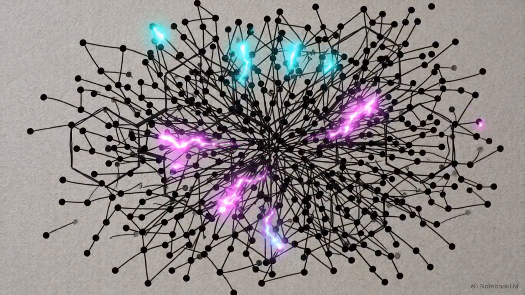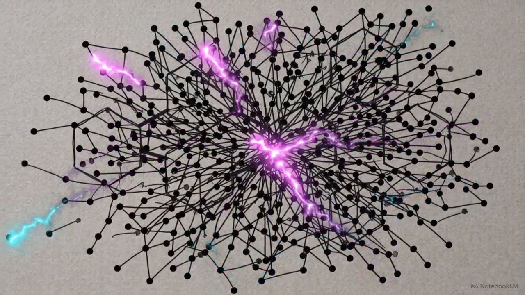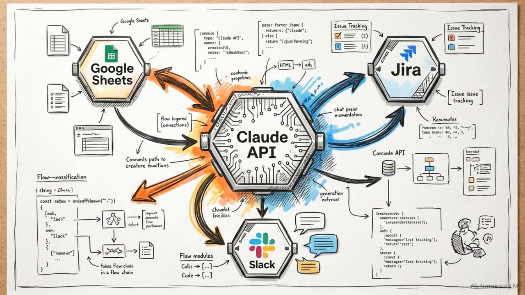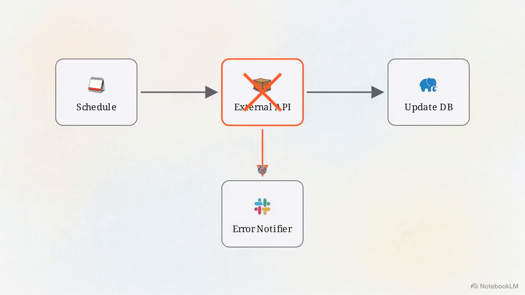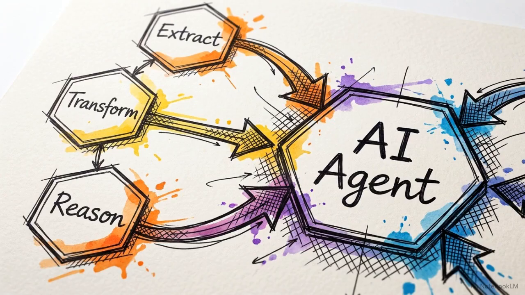You can swap a basic API for a large language model, using this same framework to orchestrate multi-step AI agents. Mastering visual orchestration doesn't stop external APIs from going down, but it does ensure those failures are caught and handled automatically. This structured approach is the necessary foundation for moving from simple alerts to deploying intelligent, multi-step agents.